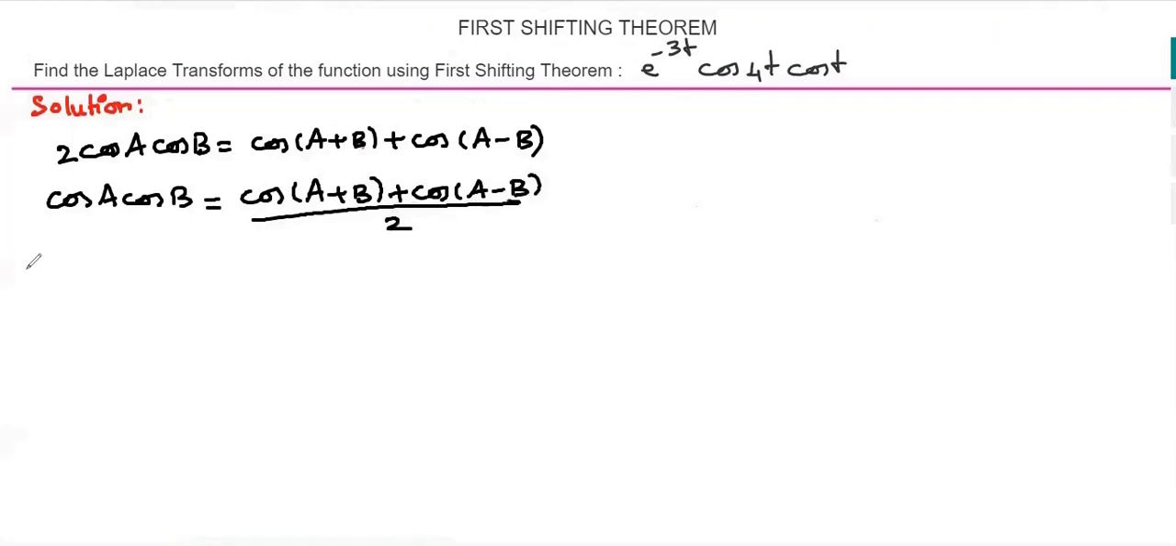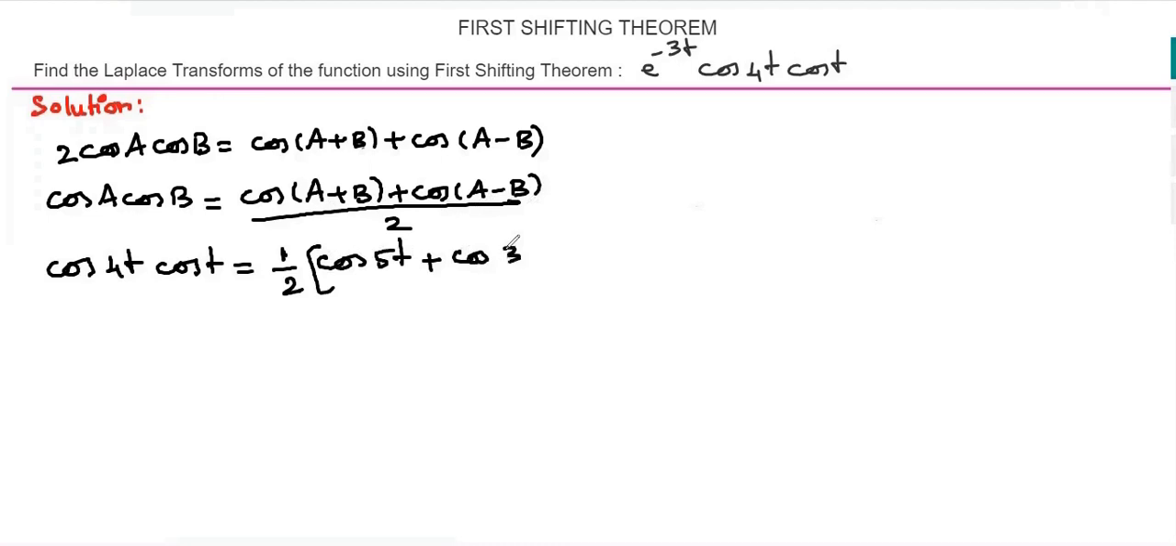So let us apply it in the given question. The question is cos 4t cos t. So my a is 4t, my b is t. Wherever you are having a and b, just apply there. I'm taking this half outside. So cos of 4t plus t is 5t, plus cos of 4t minus t is 3t.